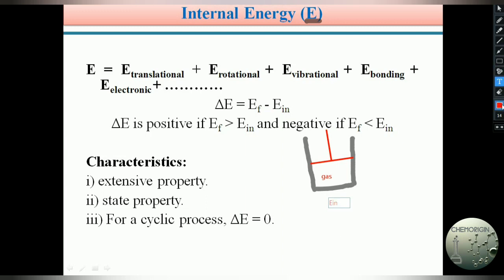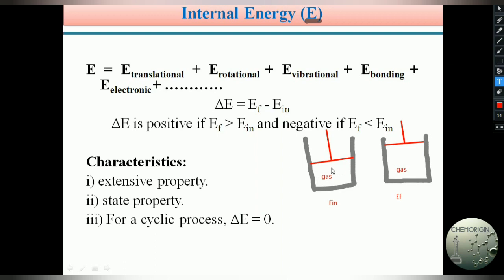So suppose the gas is expanded. If the gas is expanded, then the frictionless piston is moved in the upward direction. Then what happens? Its internal energy is changed to EF, E final. EF means E final, EIN means E initial. So here also gas is only present in the cylinder. Therefore, this is our system which is present in a cylinder.